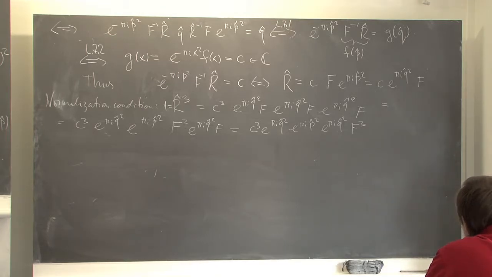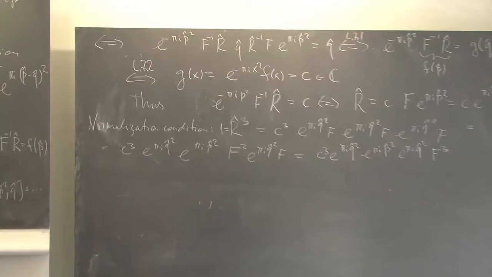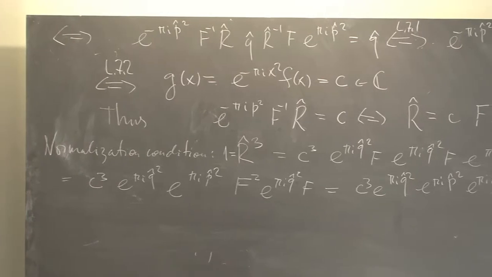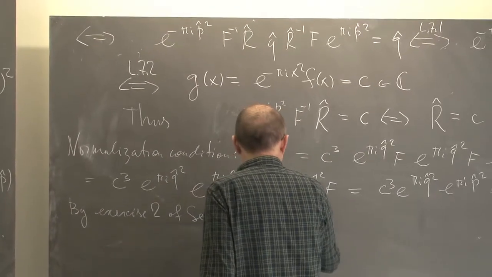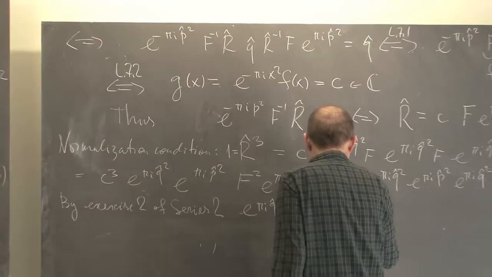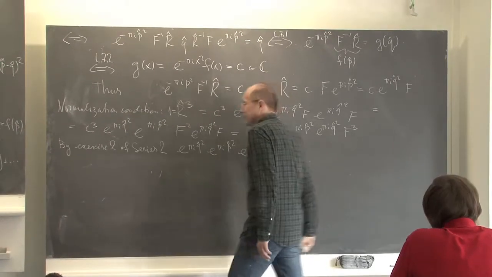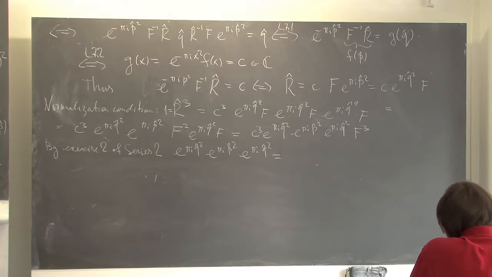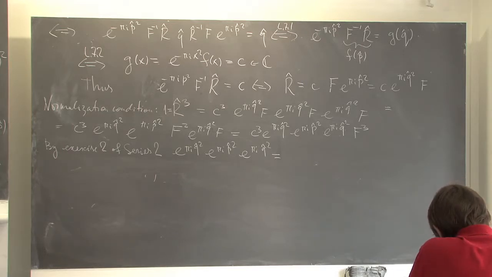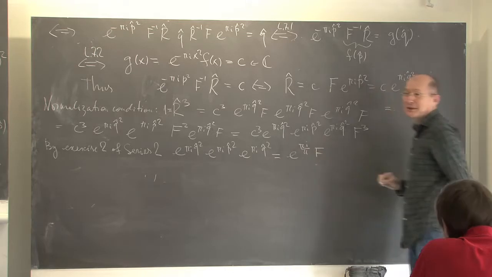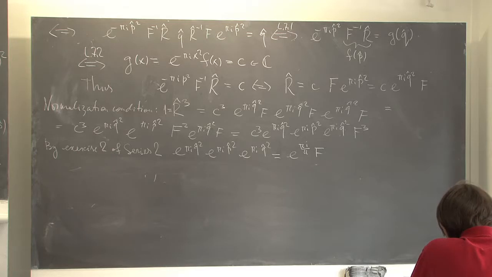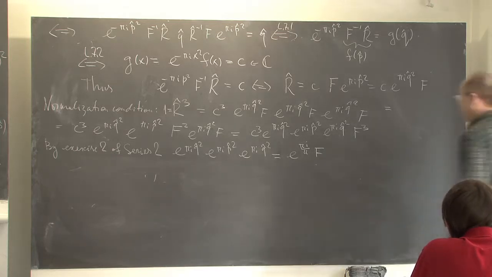And now I have to refer to one exercise which you did some time ago, namely exercise 2 of series 2. So by exercise 2 of series 2, e to the pi i Q hat squared, e to the pi i P hat squared, e to the pi i Q hat squared is equal, and the phase factor was wrong in the exercise, as H.E. told me at the time. And this is equal to e to the pi i over 4 F. Right? While in the exercise it was put minus here. And so you know how to check this. So we take it for granted here.